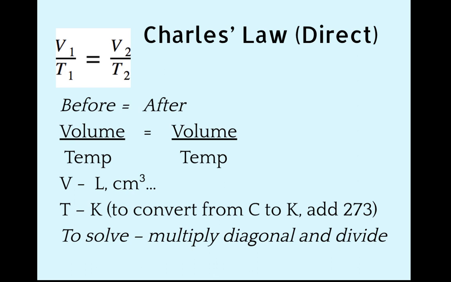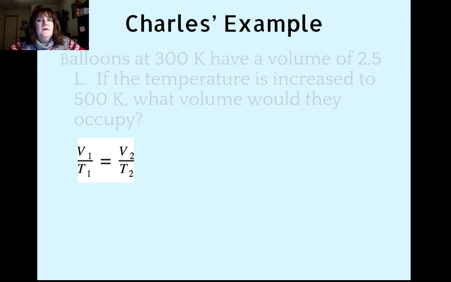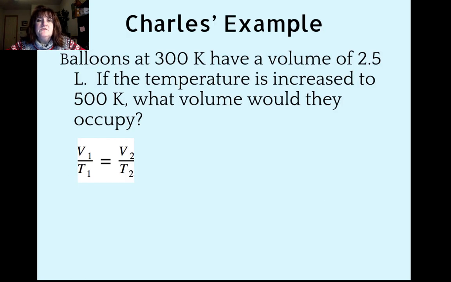To solve the proportion, you simply multiply diagonal. You'll either have two diagonal in this direction or two diagonal in this direction and divide by that third number. Again, this little pattern of volume over temperature may be helpful. So here's an example of Charles' law.